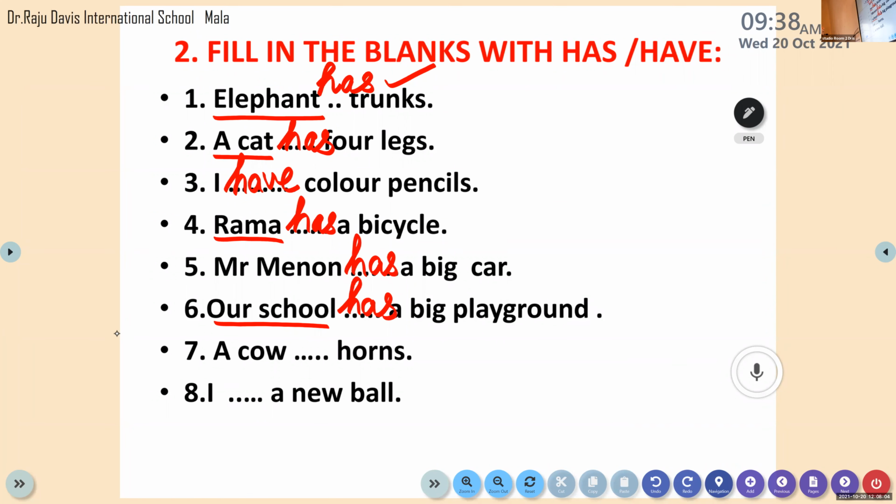So which helping verb do you have to use there? We are talking about a cow here. Do we use has or have here? A cow means how many are there? One. So with one, singular, do we use has or have? Has. I've always told you children, always look at the naming part in a sentence. A cow. So it is one, singular, so we have to use has. A cow has horns. Is that clear to all of you?